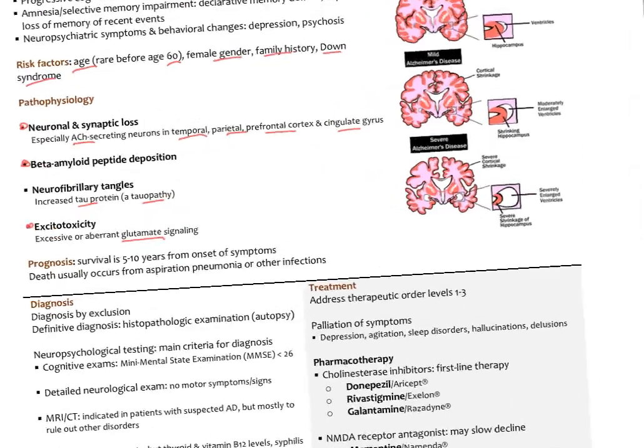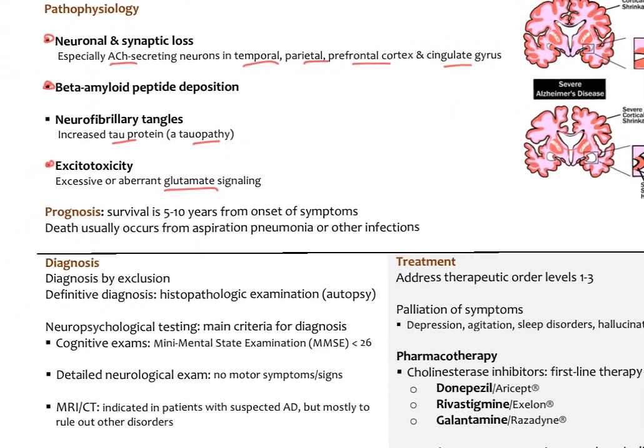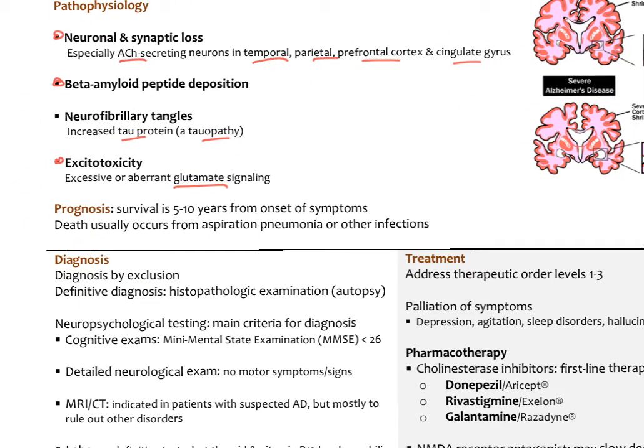The prognosis, the survival after initial diagnosis is typically 5 to 10 years from the onset of symptoms. And death usually occurs in Alzheimer's patients from pneumonia. They aspirate contents into their lungs, and that sets up pneumonia. That's called aspiration pneumonia, or other infections. So that's a very common reason for decline later in life, is this Alzheimer's.